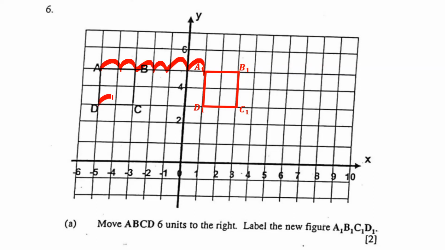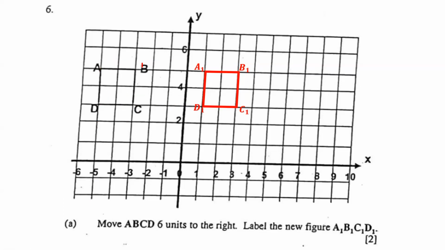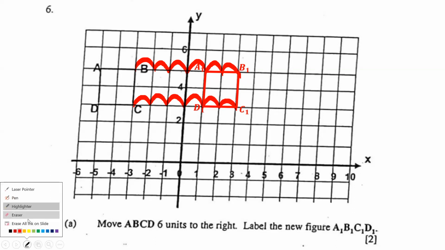And then D is going to be 1, 2, 3, 4, 5, 6. That's 6 units over. That's where D1 is supposed to be. Now let's move C and B. So we have B, 1, 2, 3, 4, 5, and 6. That's where B1 is supposed to be. And then C is going to be 1, 2, 3, 4, 5, and 6. And so now we know where A1, B1, and C1 are supposed to be.